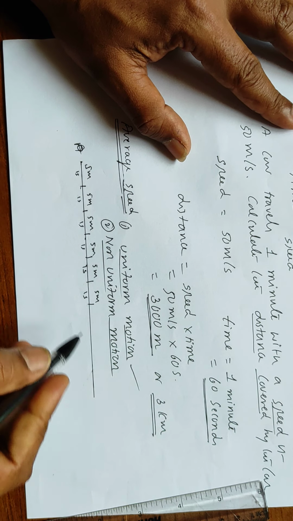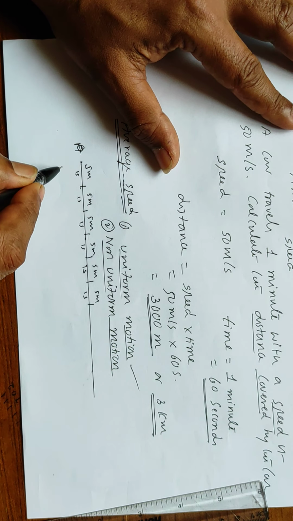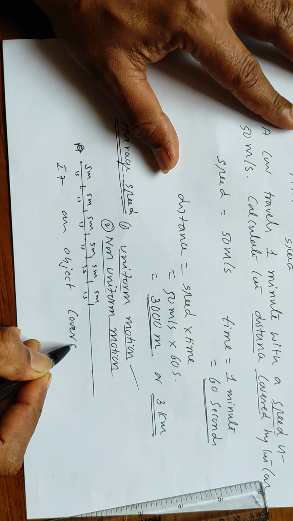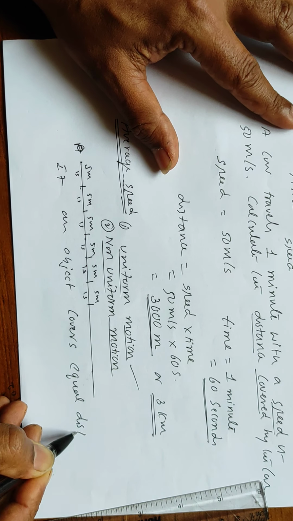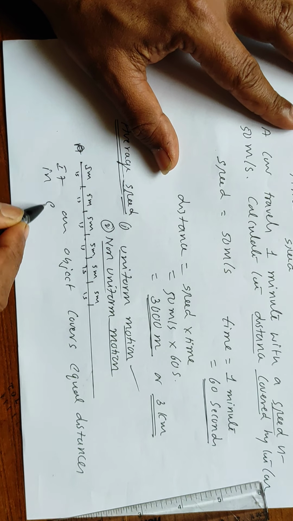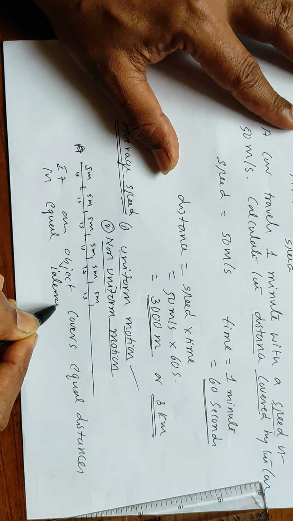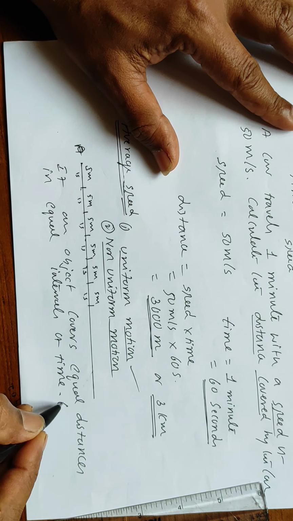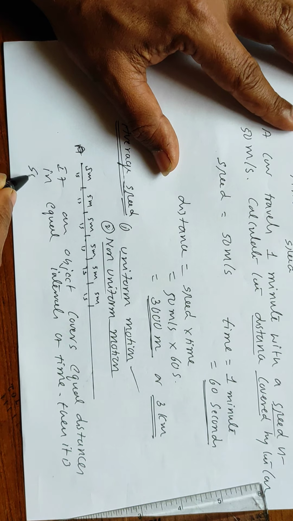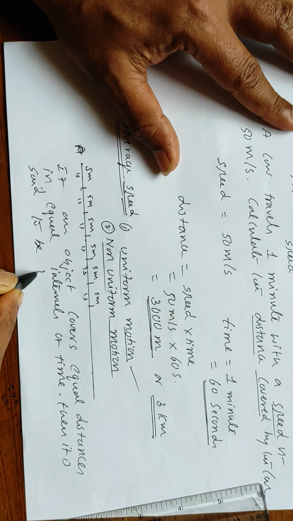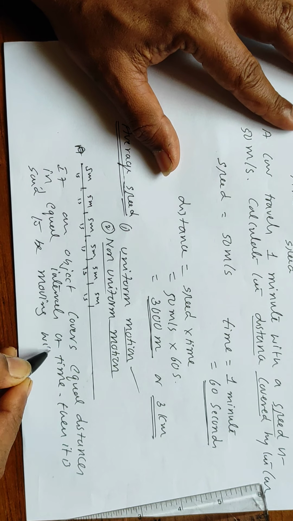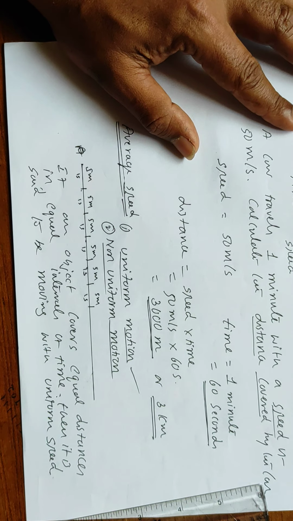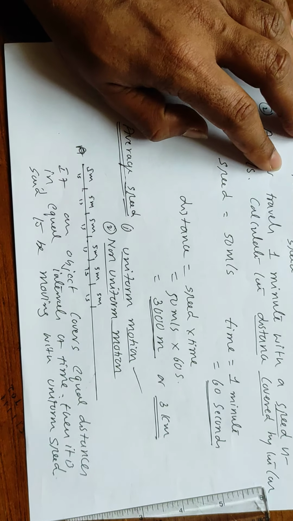What is uniform motion? If an object covers equal distances in equal intervals of time, then it is said to be moving with uniform speed, or it is said to possess uniform motion.